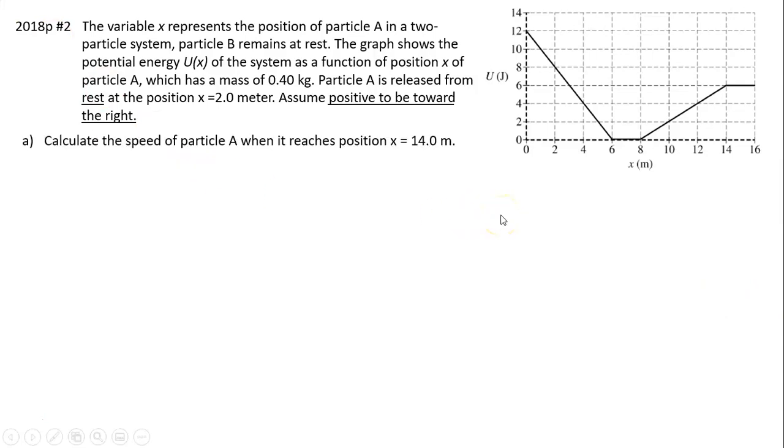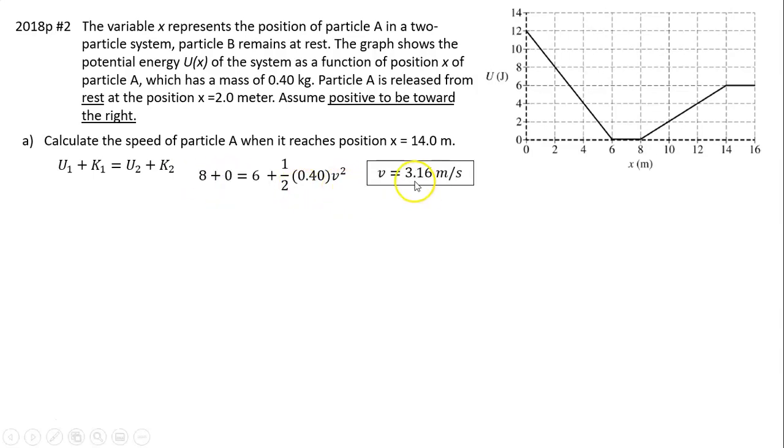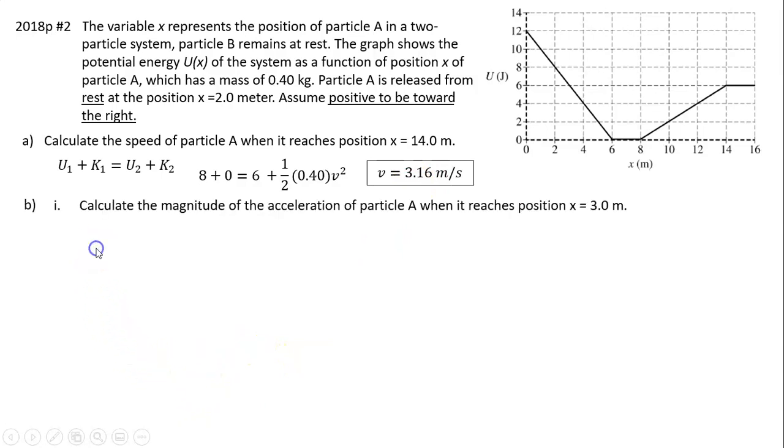Part A. Calculate the speed of particle A when it reaches position x equals 4.0 meters. So this is an energy conservation problem. Position 1's total energy equals position 2's total energy: U1 plus K1 equals U2 plus K2. U1 we know is 8 joules. K1 equals 0 because it is starting from rest. U2 we know is 6 joules from the graph. So we need to find K2, which is 1/2 mv squared. From that equation we can find v. v equals 3.16 meters per second.